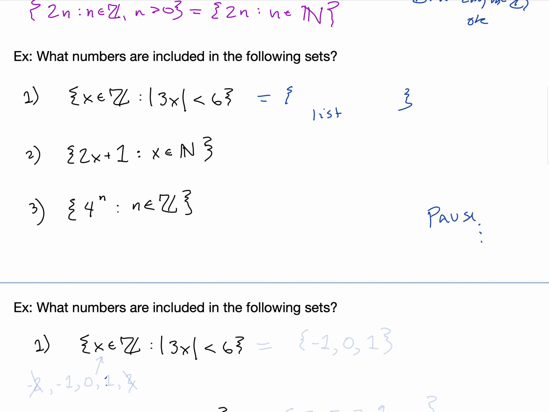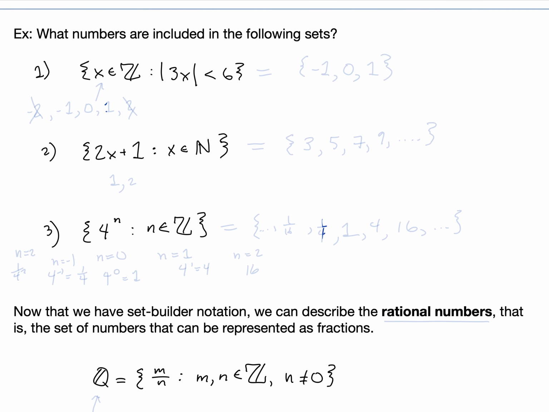All right, our first set is the set x in Z, x in the integers, such that the absolute value of 3x is less than 6. We start with an element of the integers, and then we see, does it meet the rest of the criteria? One integer x that we could plug in is 0, and does it meet the criteria that the absolute value of 3 times x is less than 6? Yes, that would be 0, which is less than 6. So one of the elements of this set is 0. What about x equals 1? 3 times 1 is 3, and the absolute value of that is less than 6. So yes, 1 is an element of this set.